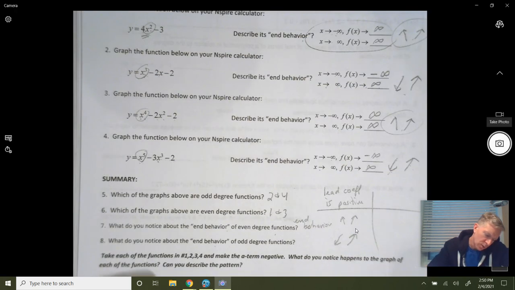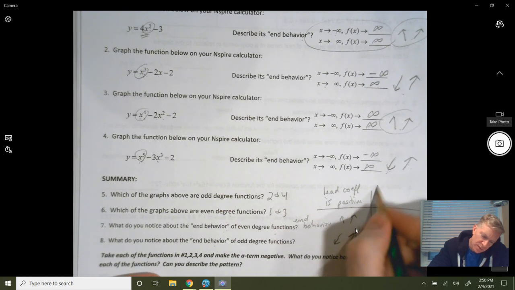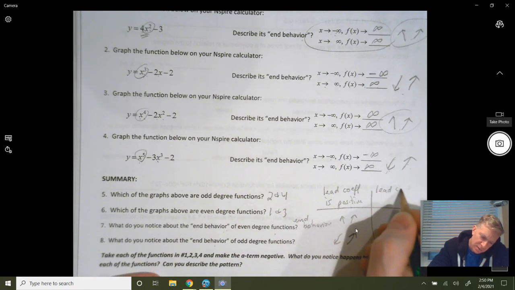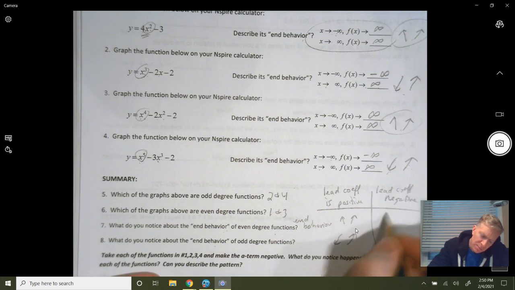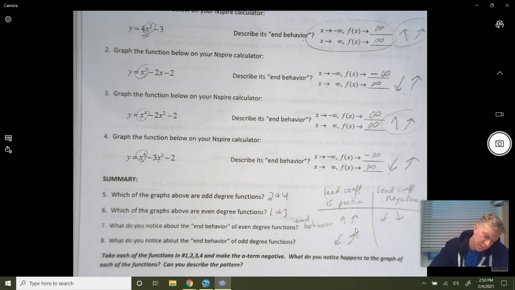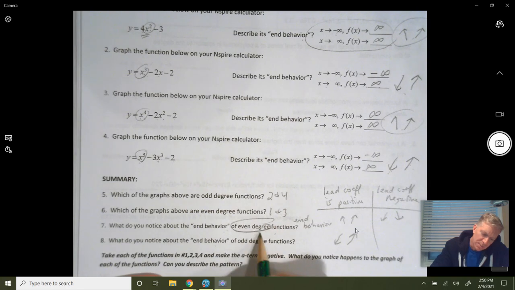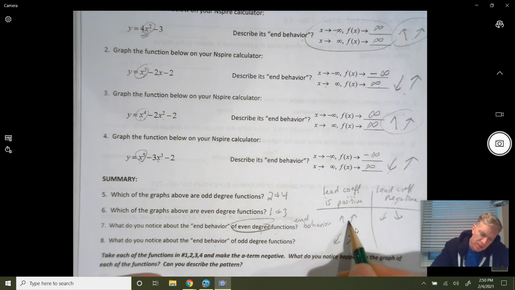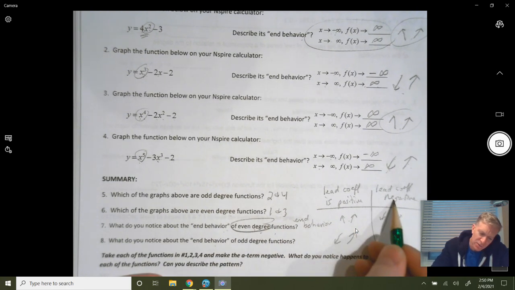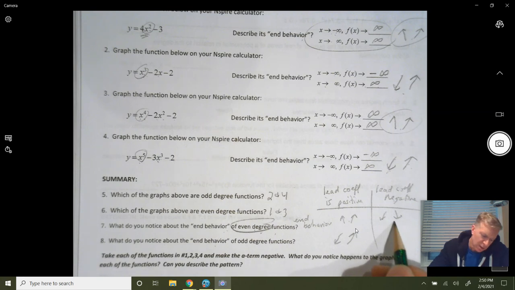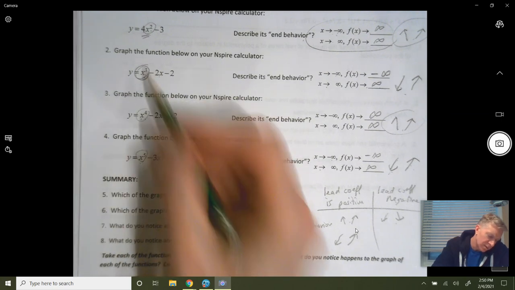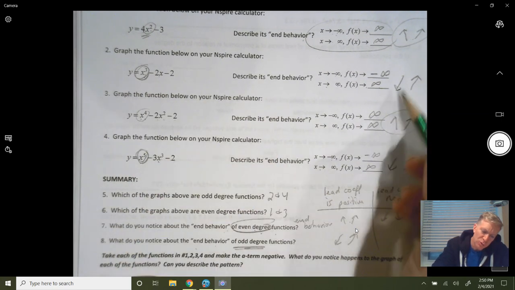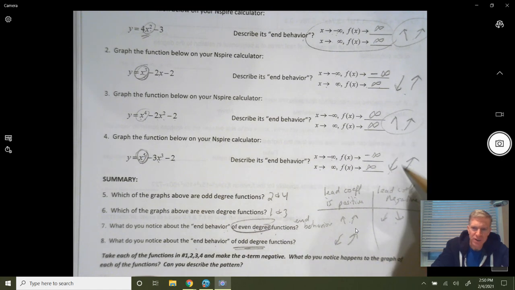So if you change the lead coefficient to be negative, now your end behavior is down and down. Even degree positive lead coefficient was up and up. Even degree negative lead coefficient was down and down. Now let's look at the odd degree functions, numbers 2 and 4, the third degree and the fifth degree. Let's make those two lead coefficients negative.